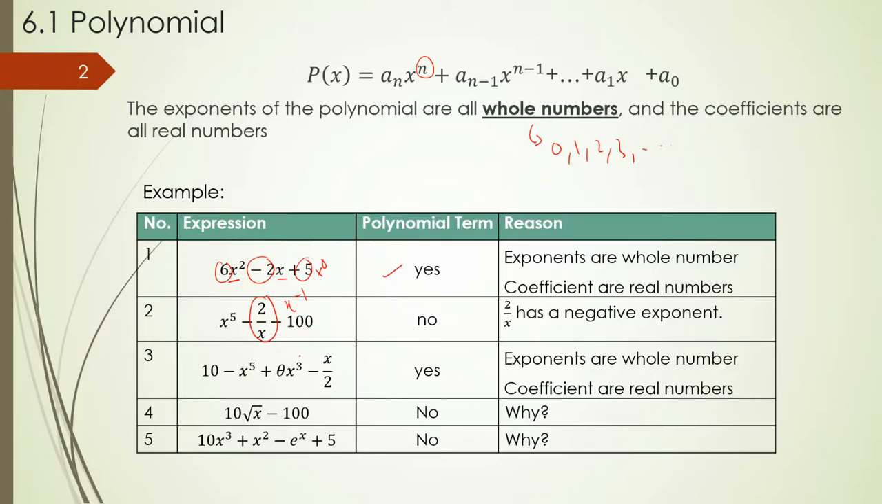The third one, although over here we have a theta, theta is normally a real number, so it is a polynomial. The fourth one is the cube root of x. It is x to the power of a third, so it is not a polynomial. And the last one is an exponent x, where x itself is the power, so it does not fall into the category of polynomial.